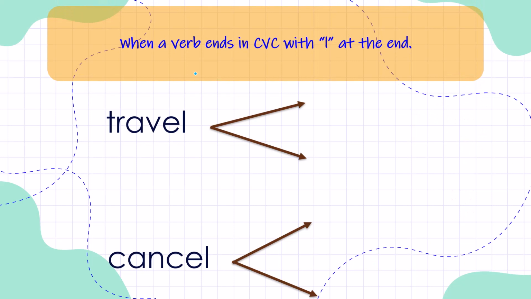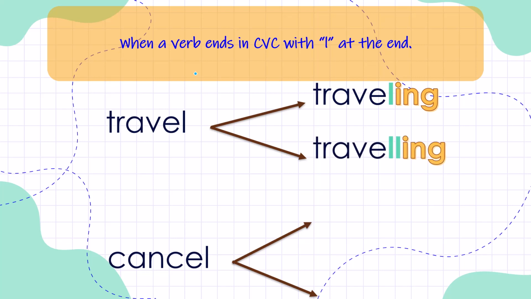When a verb ends in CVC with L at the end, we have two options. We can write the word travel, for example, and just add ing to the end of that without any changes, or we can double the last L. But why? Because of the difference between US and UK. I mean, in American language, we just add ing to these words, but in British English, we have to double the last letter. But here we have a point which is really important.